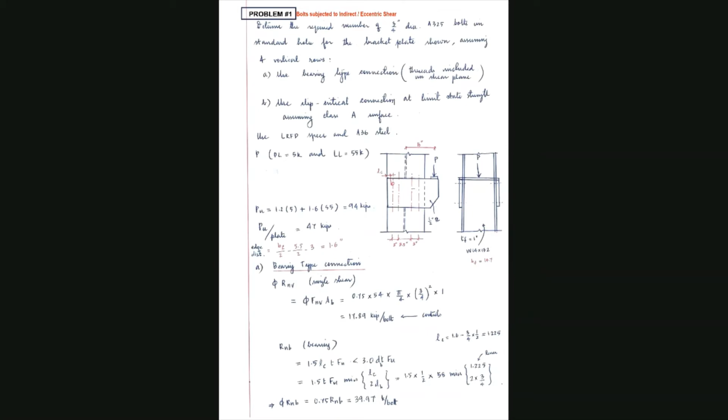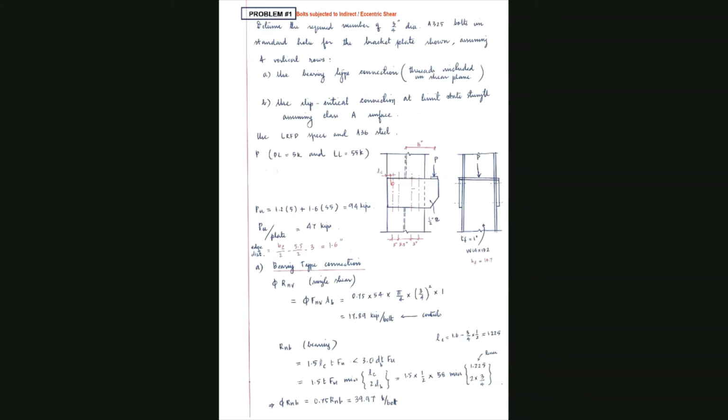So you get the value of Fnv as 54, and Ab is simply the area of the bolt, from the diameter. And what is this one? One is the number of planes. In this problem you have just one shear plane. Why? Two plates, I guess? Only in Y?